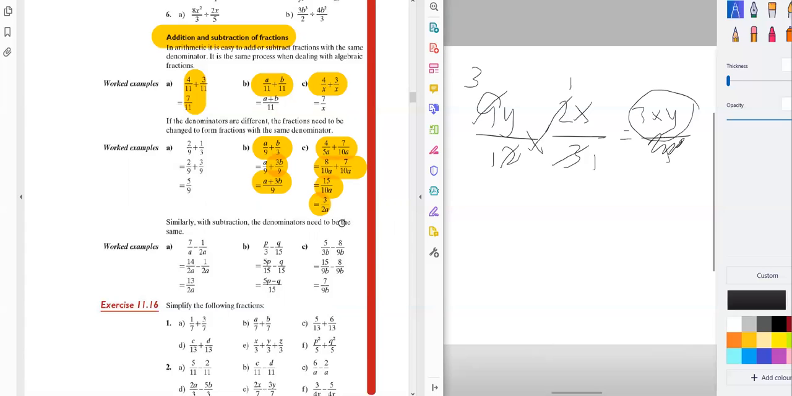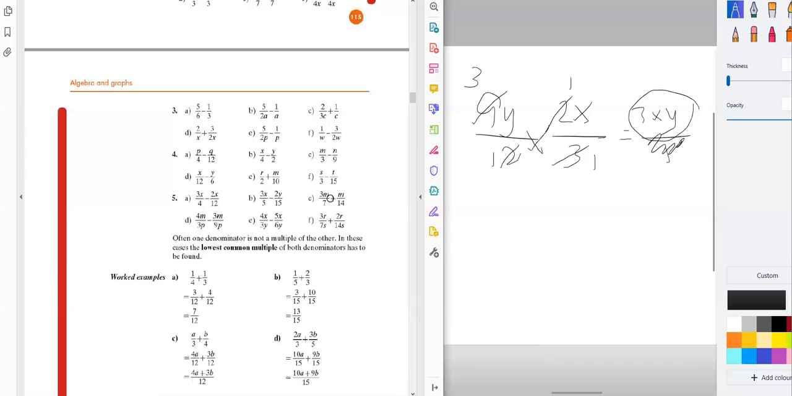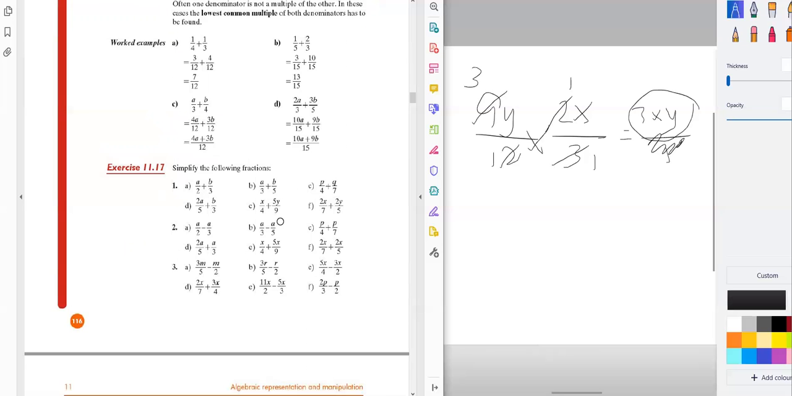Okay, finish. All right, so this is about plus and minus, 11.16, all about this. So remember, if plus and minus, the denominator must be the same. Only then can you do plus or minus. Okay, so this is the same thing.